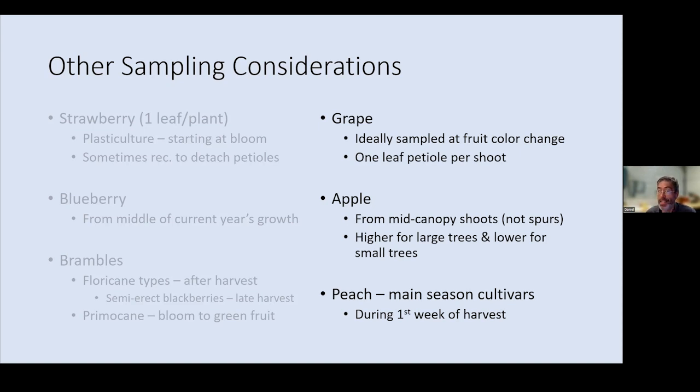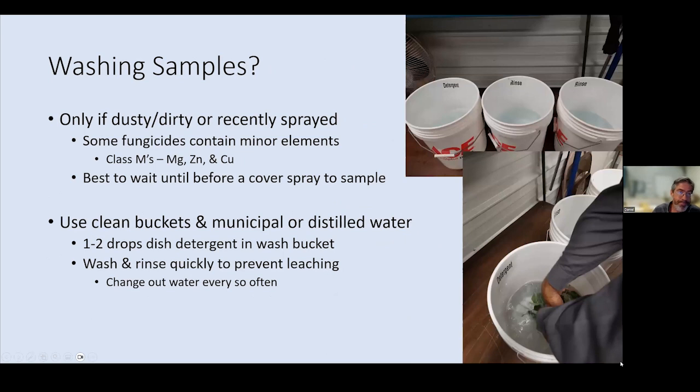The leaf is disposed of, only the petioles are included in the sample submission bag. Apple, mid-canopy shoots, don't sample from spurs or leaves from spurs. And then for larger trees, this will be slightly higher and lower for smaller trees if it's mid-canopy. Peach, main season cultivars would be sampled optimally during the first week of harvest.